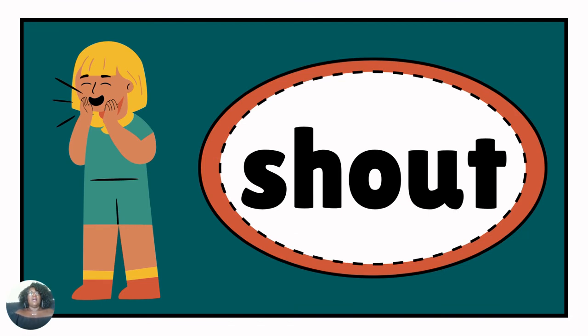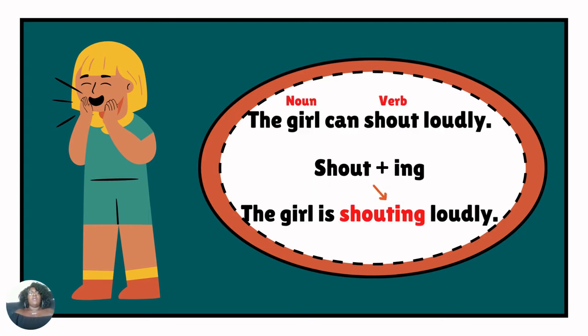Shout. Again, pronunciation, shout. Next slide. The girl can shout loudly is our sentence. Girl is the noun. Shout is the verb. Shout describes what the girl can do loudly. Shout plus ing becomes shouting.